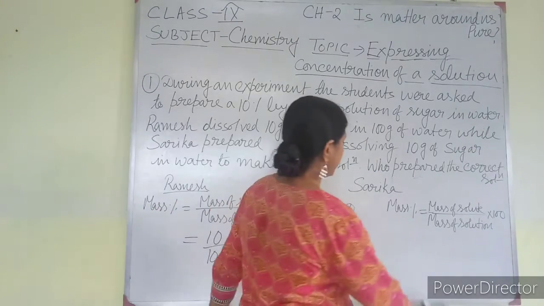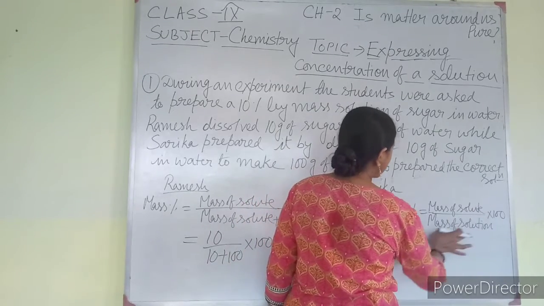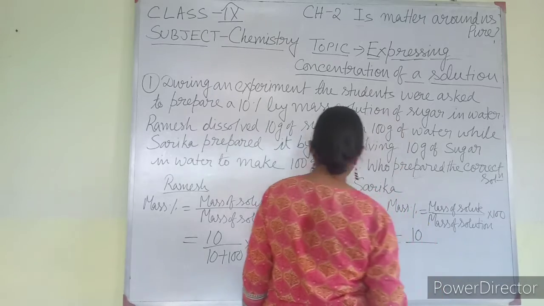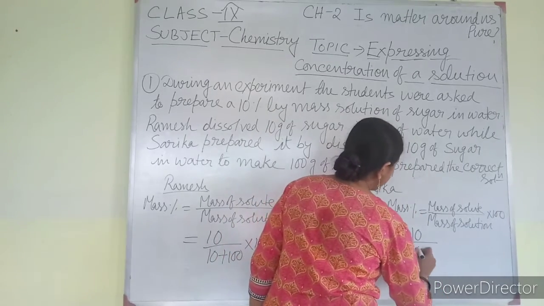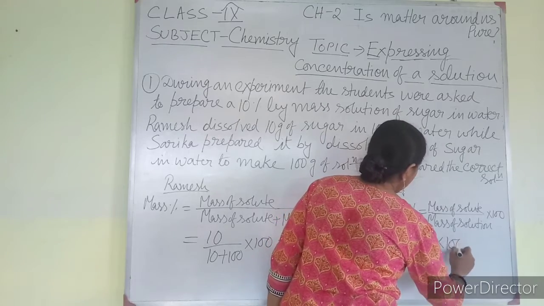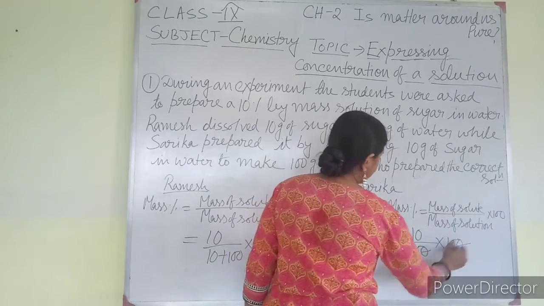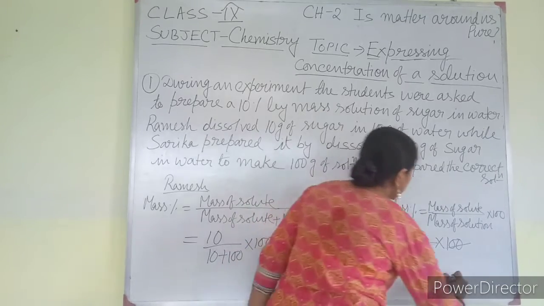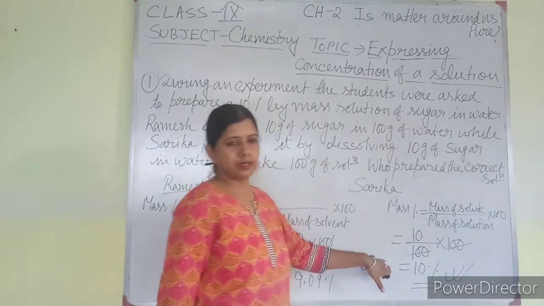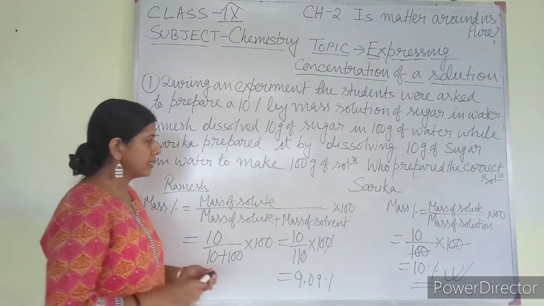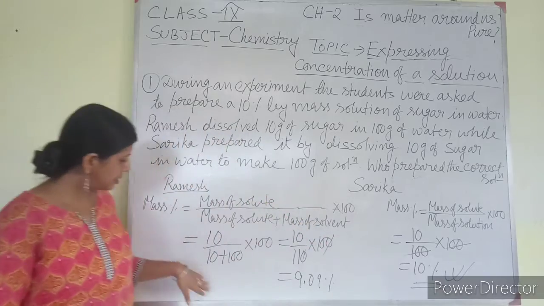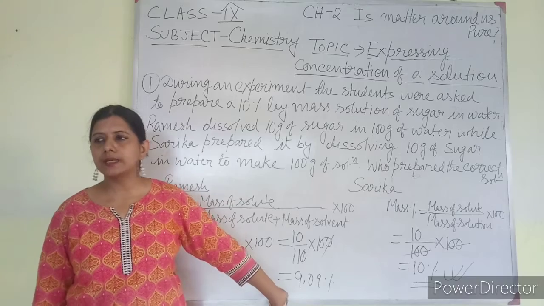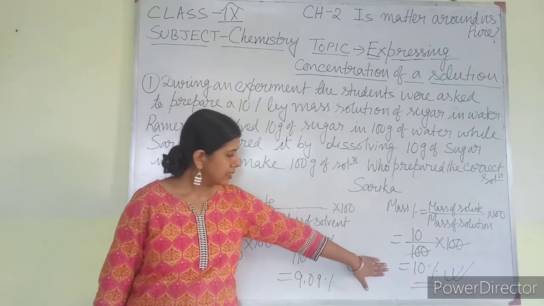In case of Sarika, mass percent equals mass of solute by mass of solution into 100. So 10 gram solute and the solution is 100 gram according to the question. If I cut, I am going to get 10%. So this is the correct solution prepared. Whose answer is correct? Sarika's answer is correct, but Ramesh's is wrong. Ramesh has prepared the solution with percentage 9.09 and Sarika's is 10%.